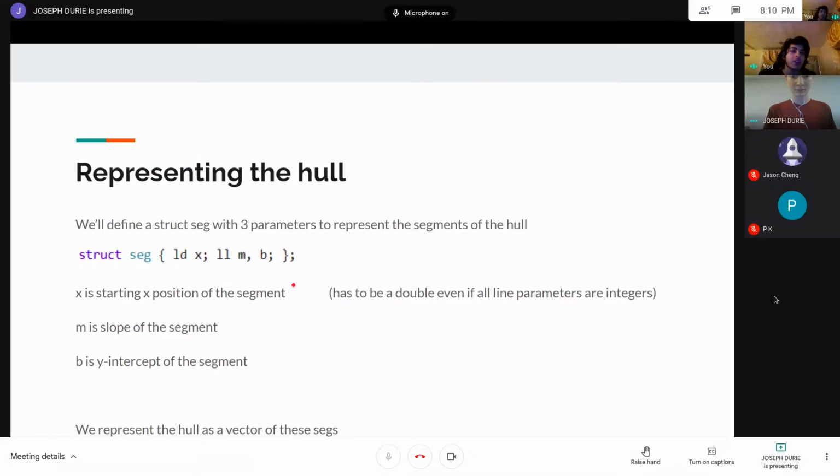Okay. Wait, sorry, I don't understand. Why do we need to sort by m if we're already sorting by x? No. What I'm saying there is those two things are equivalent. Okay. Yeah.